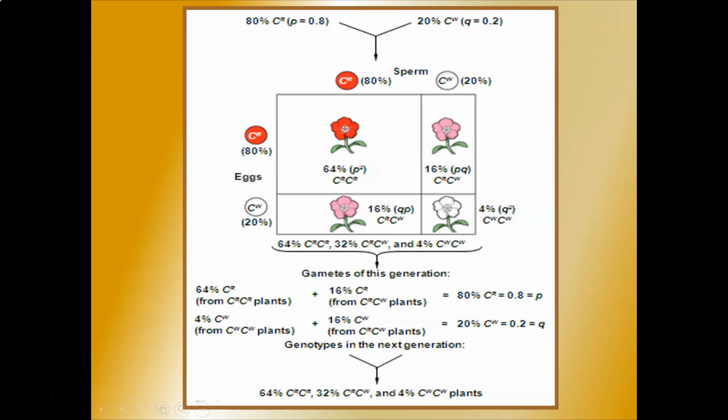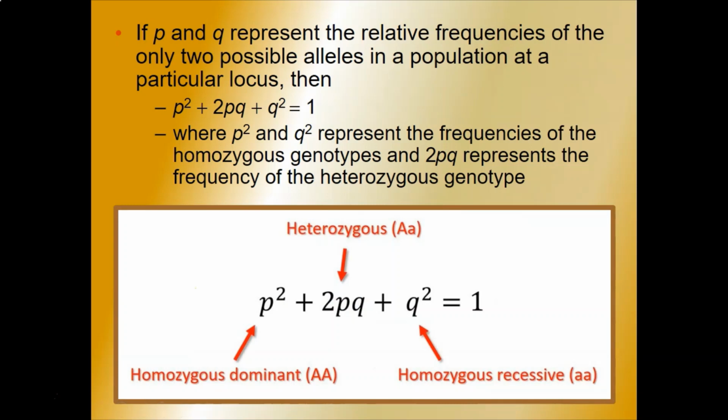So if p and q represent the relative frequencies of the only two possible alleles in a population at a particular locus, right? So we're not talking about multiple alleles here or anything crazy like that. We're just talking about the only two possible alleles at that gene locus. Then p squared plus 2pq plus q squared equals 1, right? And again, p squared represents your homozygous dominant, and q squared represents the homozygous recessive. 2pq is your heterozygote in a population. And if you added up, for a gene with only two possible alleles at a certain locus, all your homozygous dominants, all of your heterozygotes, and all of your homozygous recessives, that's going to be 100% of the population, right? So hopefully that makes sense.